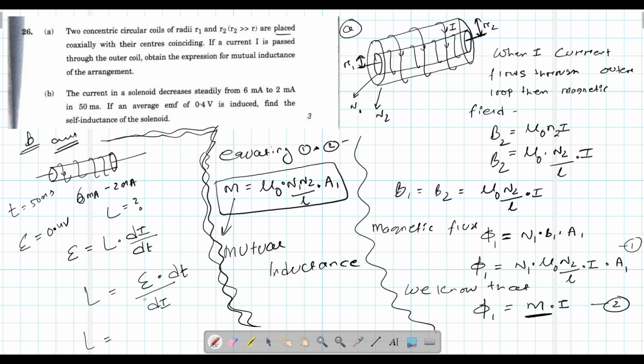So E equals 0.4. dt equals 50 millisecond, that is 50 into 10 to the power minus 3, divided by di. di is 4 milliampere, 4 into 10 to the power minus 3. Solving this, it equals 50 into 0.1. So L equals 50 into 0.1, which is 5 Henry. Self-inductance equals 5 Henry.